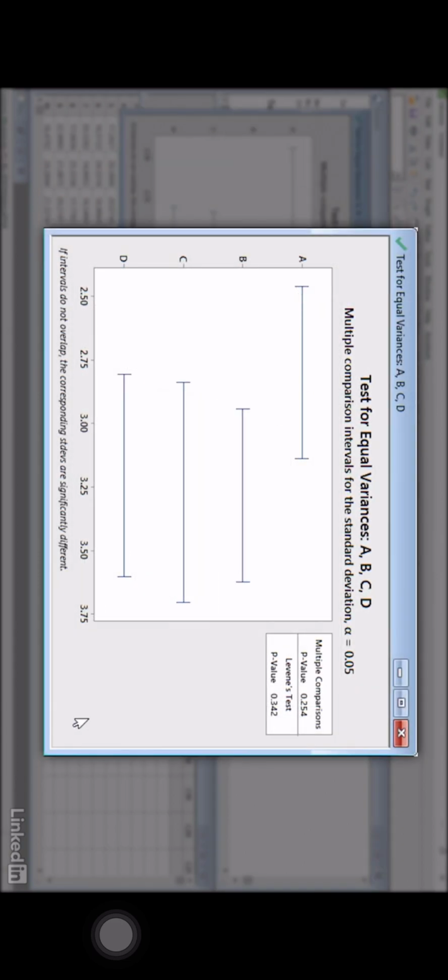Here we have the equal variance test. As you can see, the confidence intervals overlap. That means that they're not all different. The p-values are high, and they confirm that the variances are not different. A high p-value, we fail to reject the null. The null is that they are equal variances. So those two key assumptions have been satisfied. We can now run the ANOVA test.